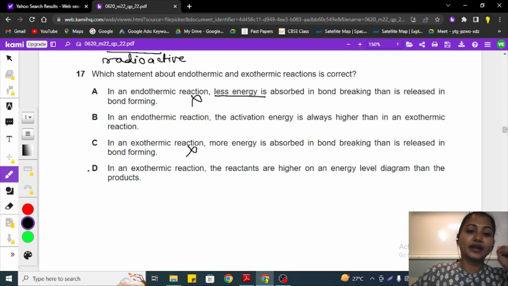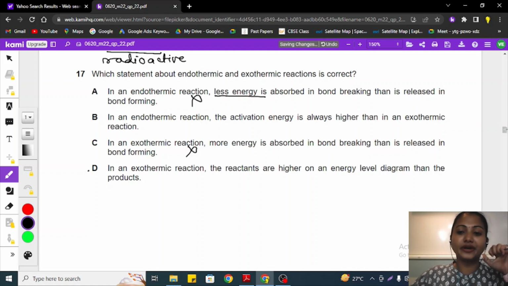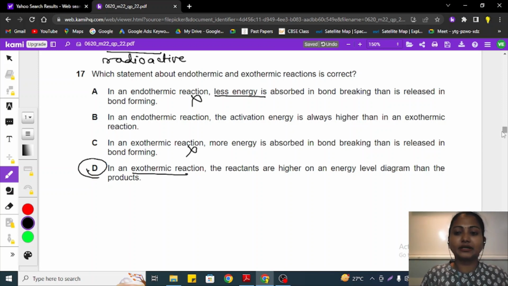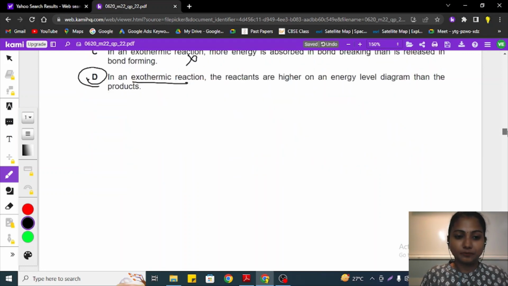No. In exothermic reaction, the reactants are higher on energy level. Yes, the reactants are always higher because it is bond breaking which is taking place. There is no bond formation. The temperature will increase, and therefore the reactants are always high in the energy.